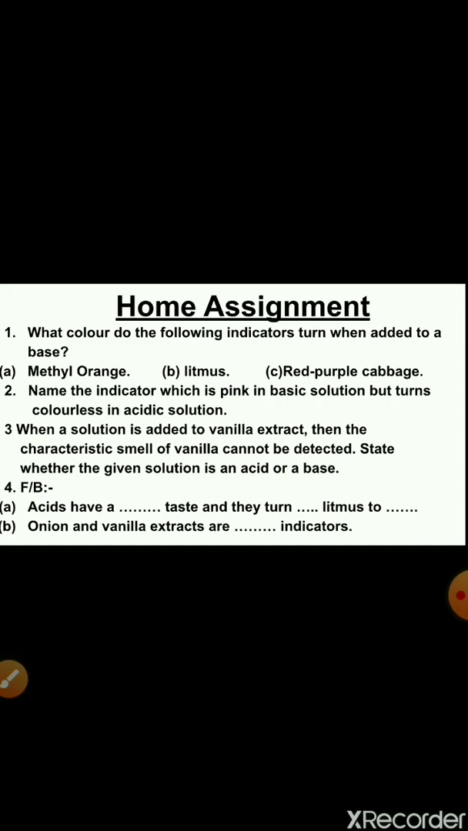And then in the fourth question, I am giving you fill in the blanks: acids have a dash taste and they turn dash litmus to dash. Onion and vanilla extracts are dash indicators. So students, these are the questions for which you have to find out answers. And how you are getting answers, it is very easy. You just see the video carefully, see the notes which are given here, and then find out your answers.